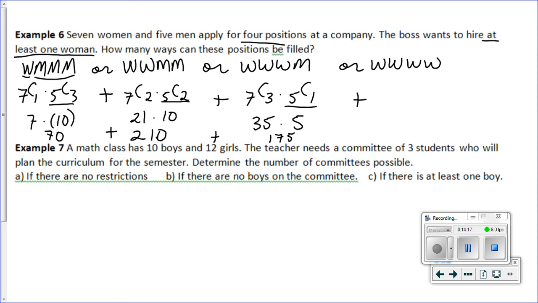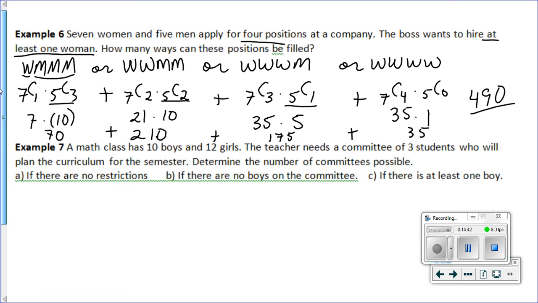And lastly, all women, 7 choose 4 times choosing none of the men. 5 choose 0. Well, that's just one way to choose none of them. And 35 ways here. So 35. We're going to add that up. And the total that I got is 490 possible ways to fill those positions.